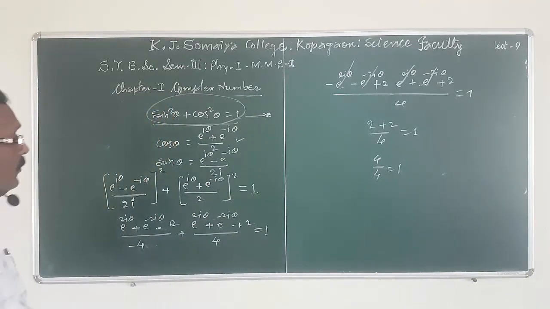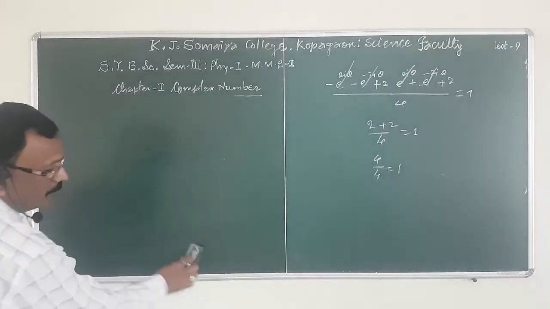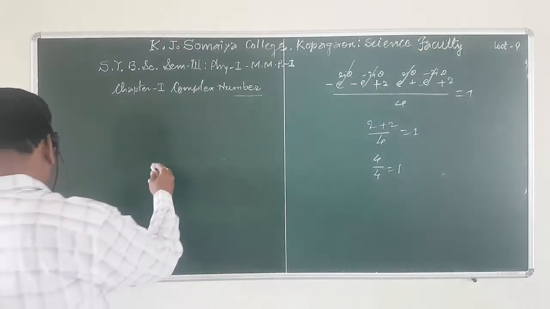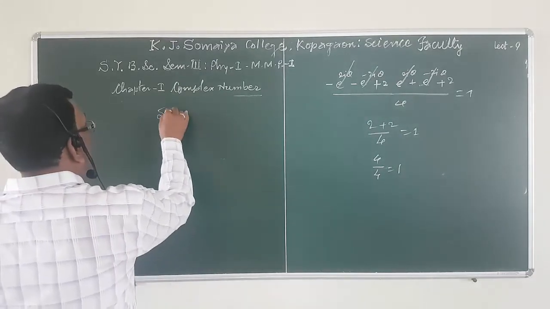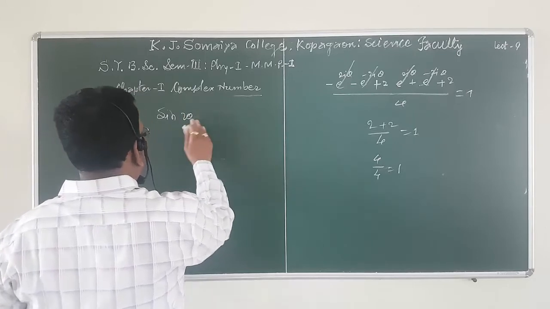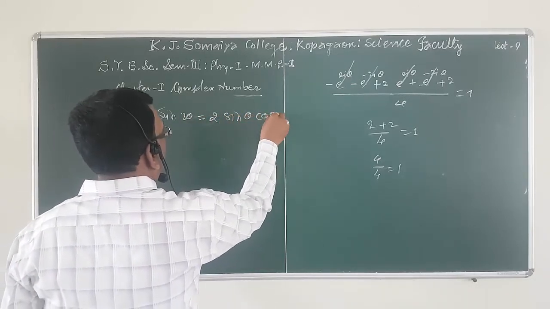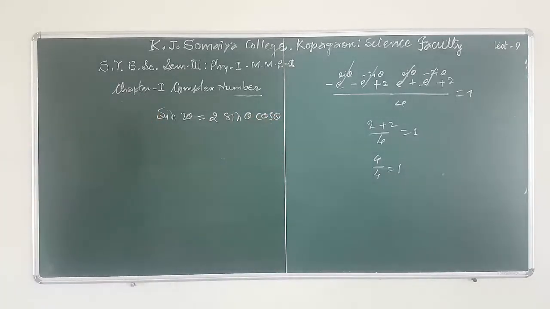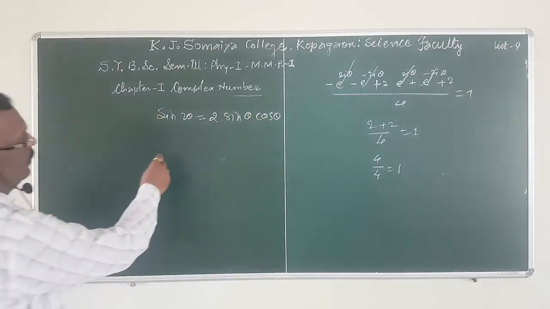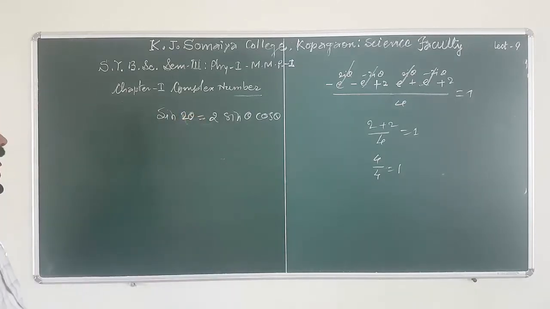Then the next trigonometric identity, show that sin 2 theta is equal to 2 sin theta cos theta. This is a popular trigonometric identity. Now we have to prove this: how sin 2 theta is equal to 2 sin theta cos theta.